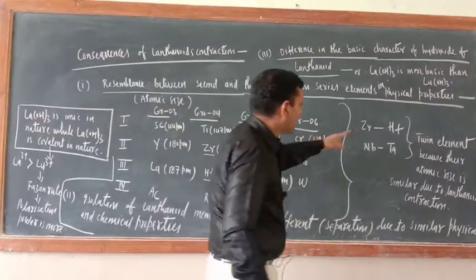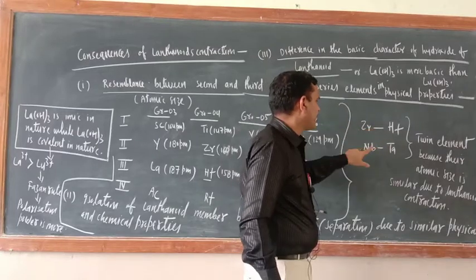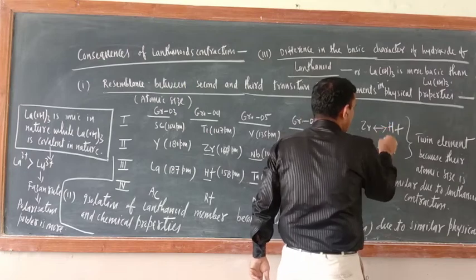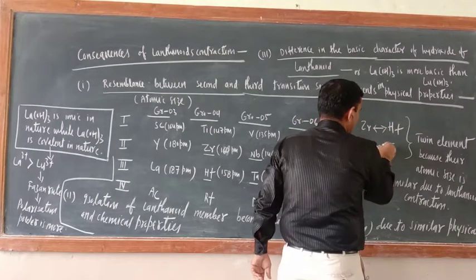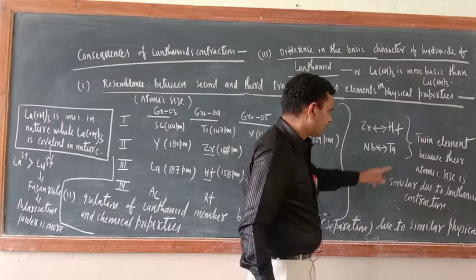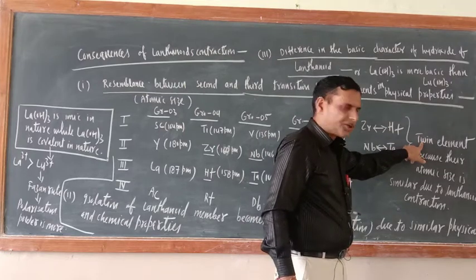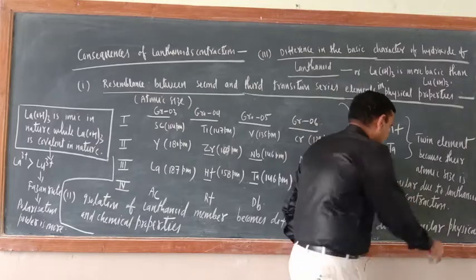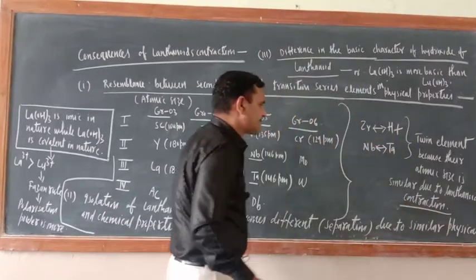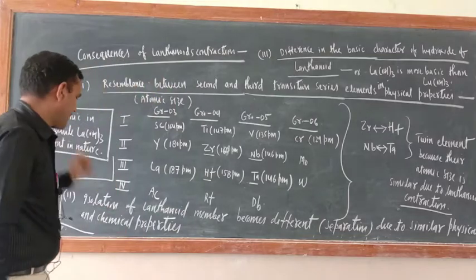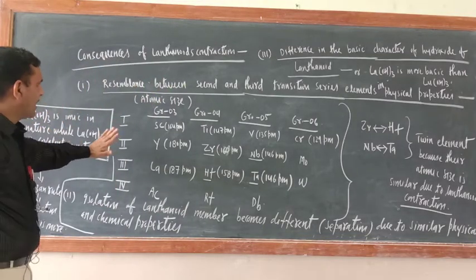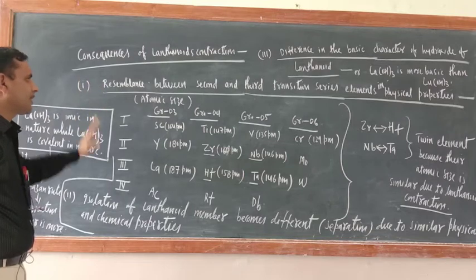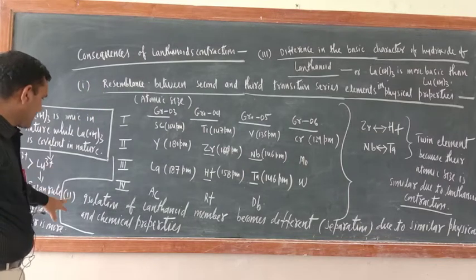This is the only reason why zirconium and hafnium, niobium and tantalum are known as twin elements of the periodic table. So why are they called twin elements? Because their atomic size is similar due to lanthanide contraction. So this was the first consequence of lanthanide contraction. What is the second consequence?